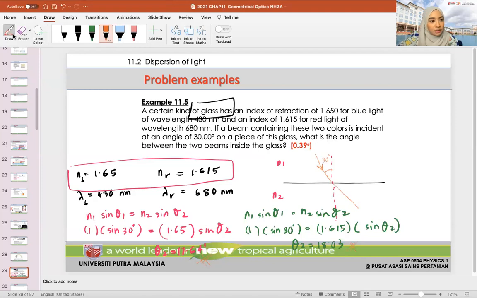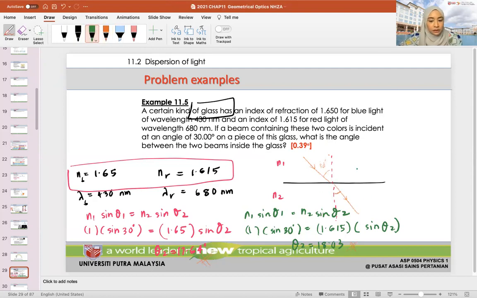This is not right. Wait. I'm not good at drawing this. Let's make 30 bigger. Okay, like this. This is 30. So 18, it is refracted towards the normal. So this is your 18 degrees.